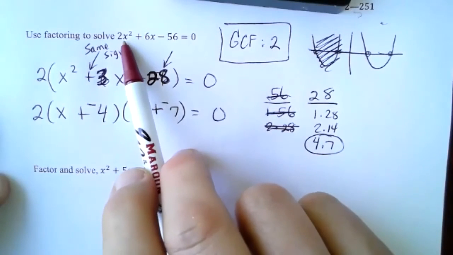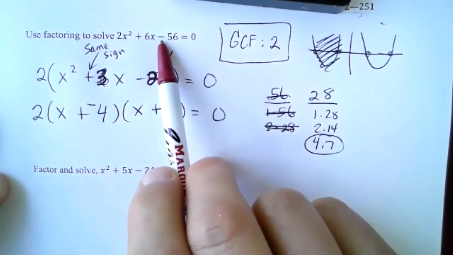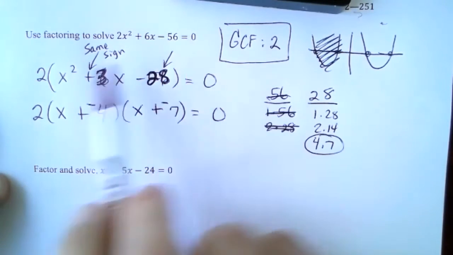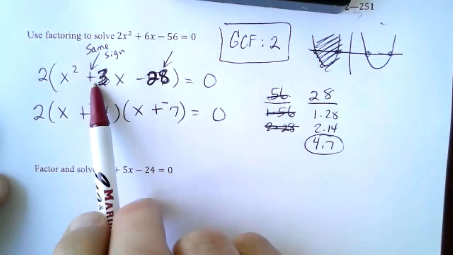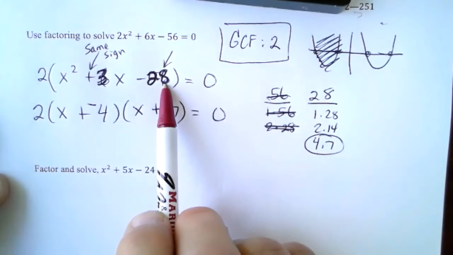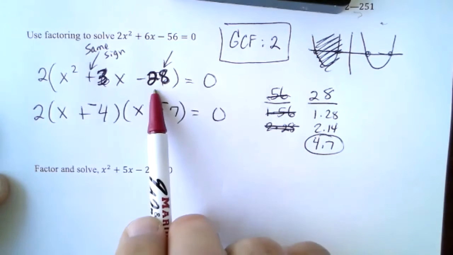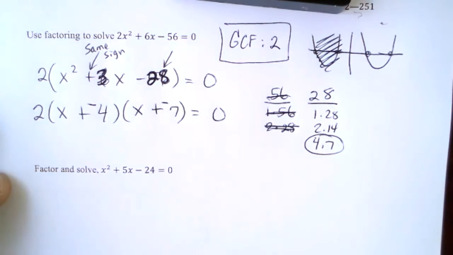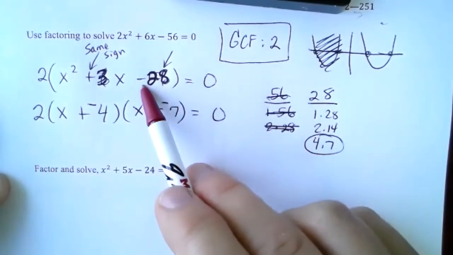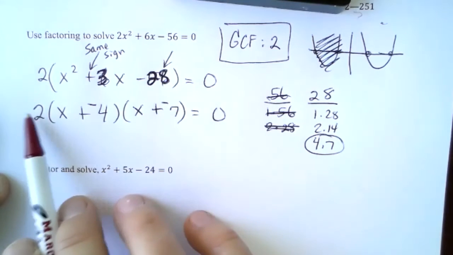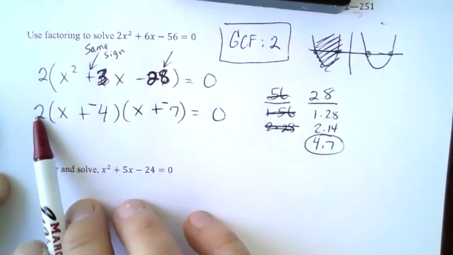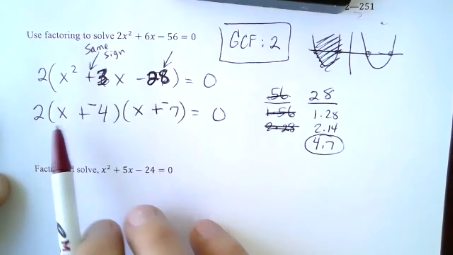Okay, so we've got 2x squared plus 6x minus 56 equals 0. So we've got 2 times x squared plus 3x minus 28. Everything works out okay there, and we've got the signs in the right places. We still have that 2 out in front, which is the greatest common factor. And so in this case, we have this and this.